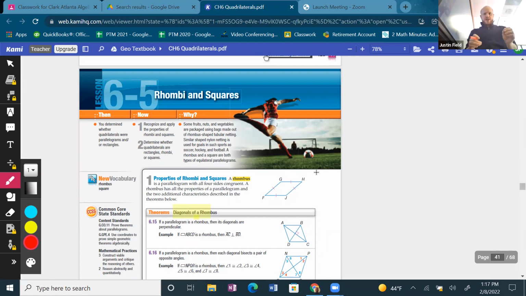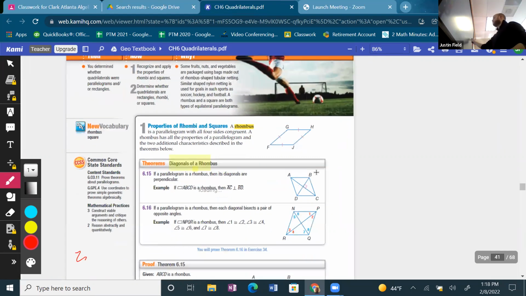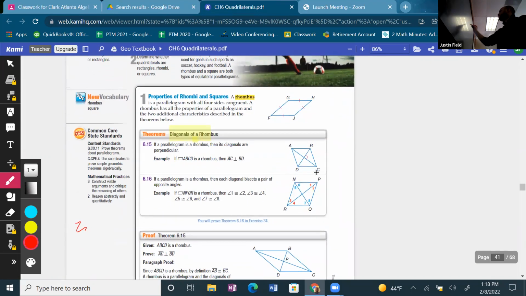Rhombi, squares, maybe even trapezoids. That's what we're going to talk about. All right, so we have some properties. Diagonals are perpendicular in a rhombus.